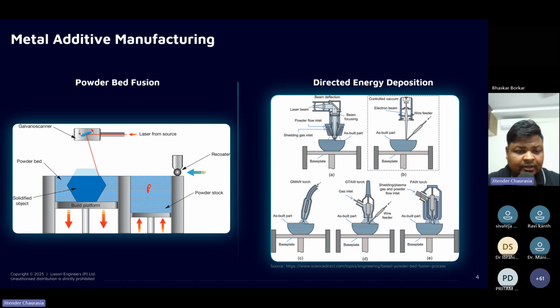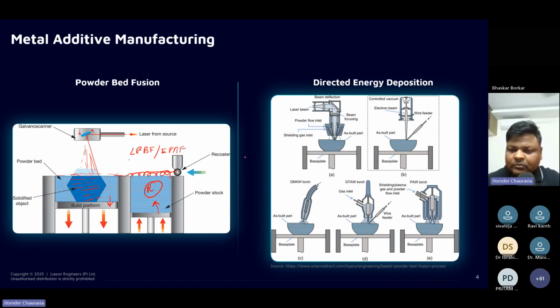You have a reservoir here. This platform goes up by a determined distance, so the powder comes up. This roller starts to roll and spreads the powder on this particular platform. At the same time, this platform also goes down to accommodate the same amount of powder, and then you scan over it. The laser will scan along the planned path, and then you get the layer. This keeps happening in a layer by layer fashion, and that's how this process works. It's called LPBF or EPBF for electron beam.